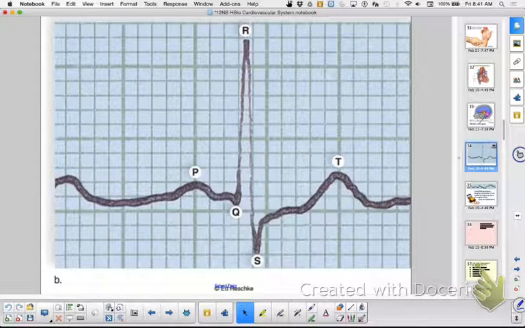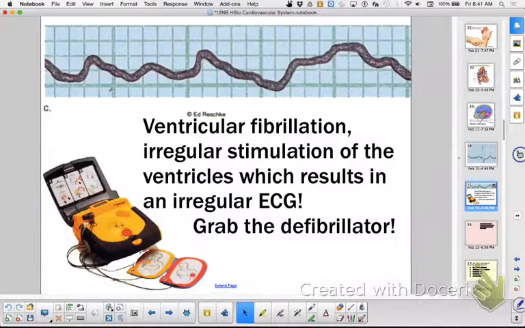Now, if this gets thrown off in some way, then you'll see something like this. This is when it calls for the defibrillator. And basically, you're just trying to reboot the heart, causing the whole heart with the electrical stimulus to contract and then relax and then hopefully reboot correctly.